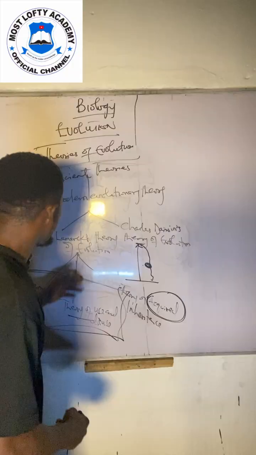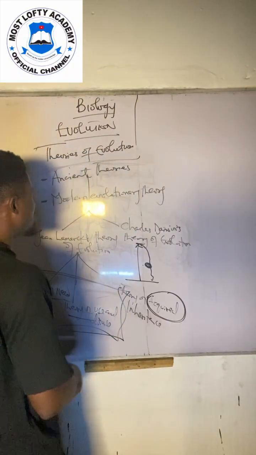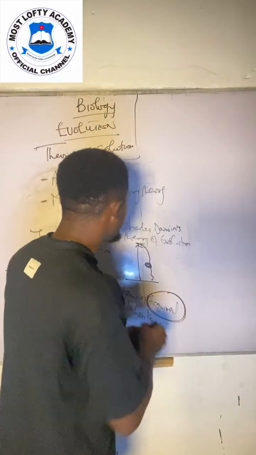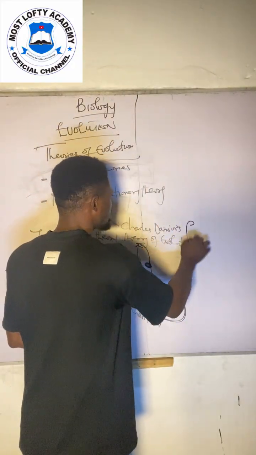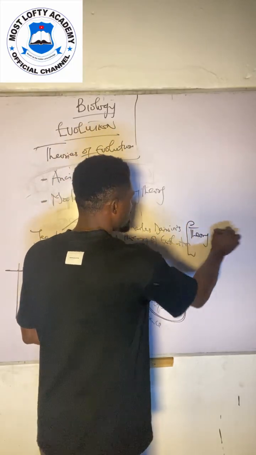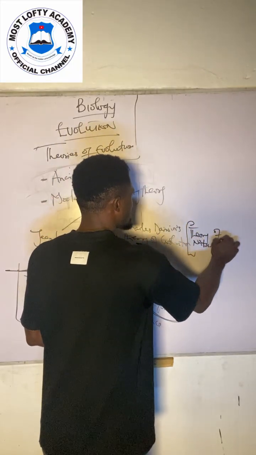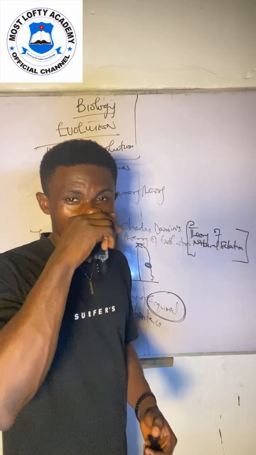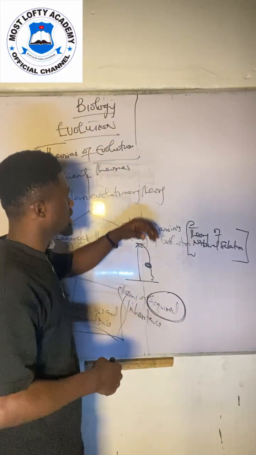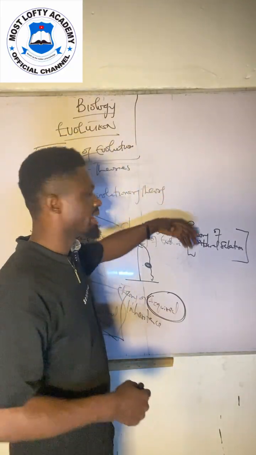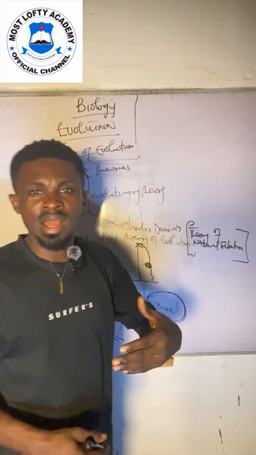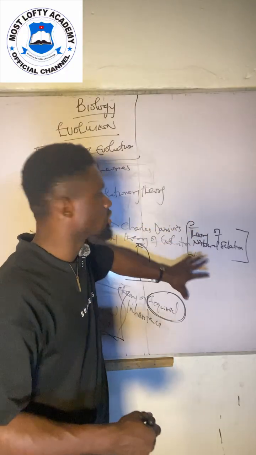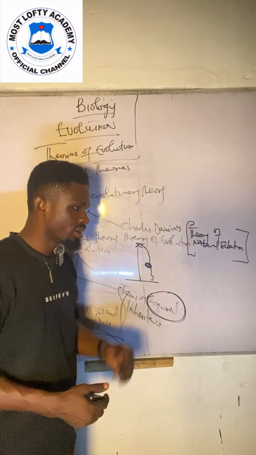Am I communicating? Then when you go to Charles Darwin's theory, this theory is otherwise known as the theory of natural selection. Are you with me? Theory of natural selection. Now, when you look at the theory of natural selection, or Charles Darwin's theory, it is a theory that entails that organisms have evolved through natural selection. Now, what do I mean by that?